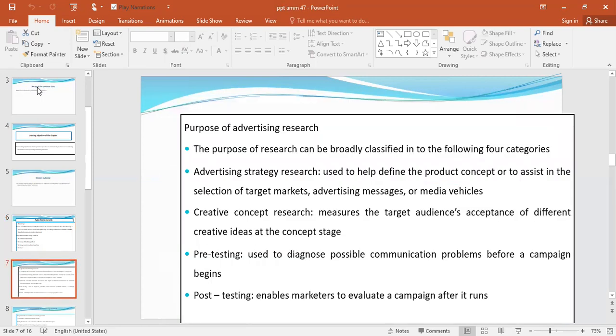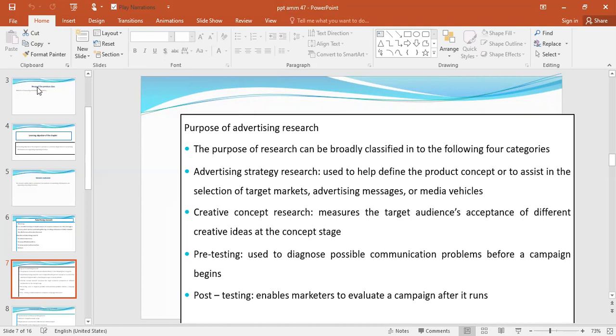Now let us move on to the purpose of advertising research. The purpose of research can be broadly classified into the following four categories. First one is advertising strategy research. This is used to help define the product concept or to assist in the selection of target markets, advertising messages, or media vehicles.